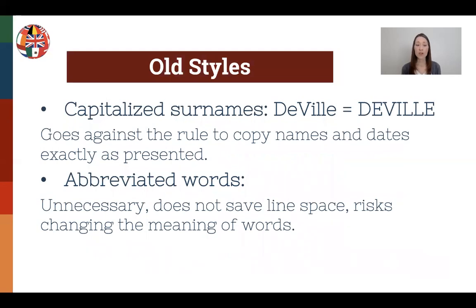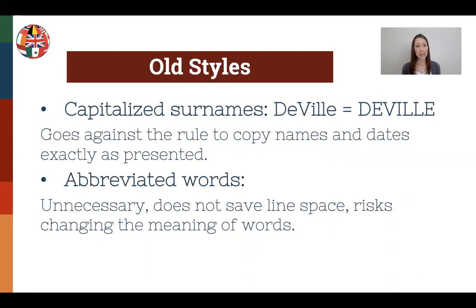There are a couple old styles you might see in old abstracts. Before they had word processors, their typewriters could only do lowercase and uppercase. And if they wanted to set the names apart, then they would capitalize the name so you could see it. It kind of goes against the rule of copying names exactly as you see them. It can change the subtlety in some spelling of some names. So nowadays, I just highly recommend you bold it. If you want those names to stand out in your abstract, just use the bold function.